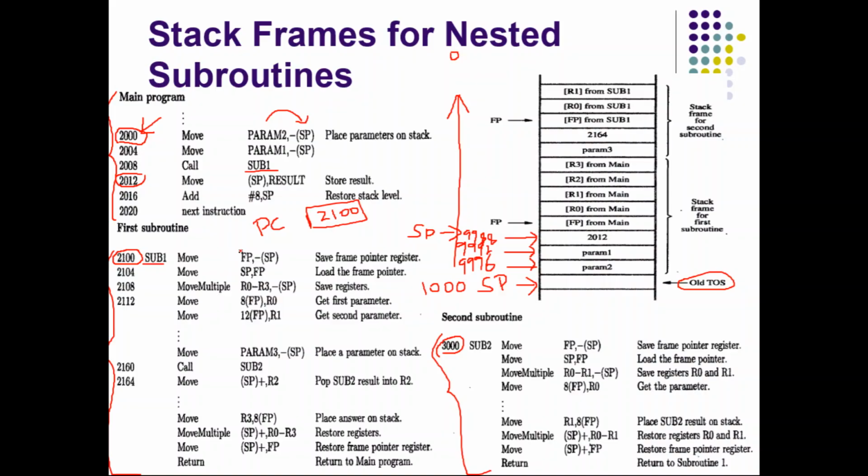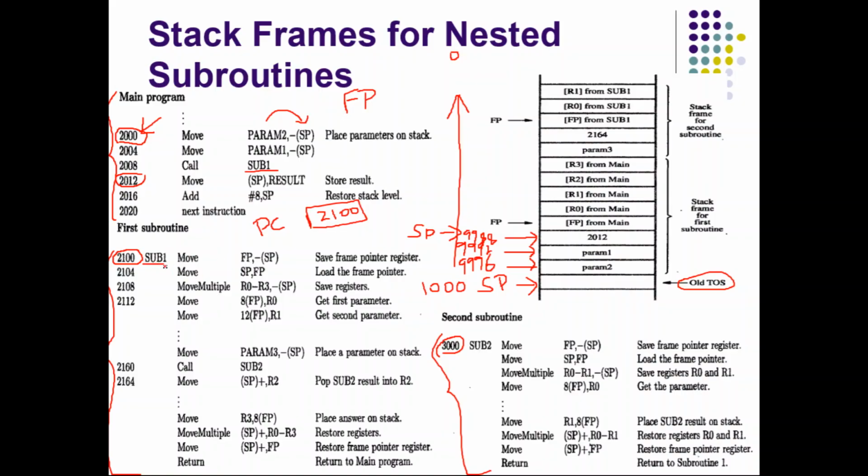See, there is only one frame pointer. It is not that there are many frame pointers. But the frame pointer can be used by any function. It can be used by the main program, by subroutine 1, and also by subroutine 2 or anything else.